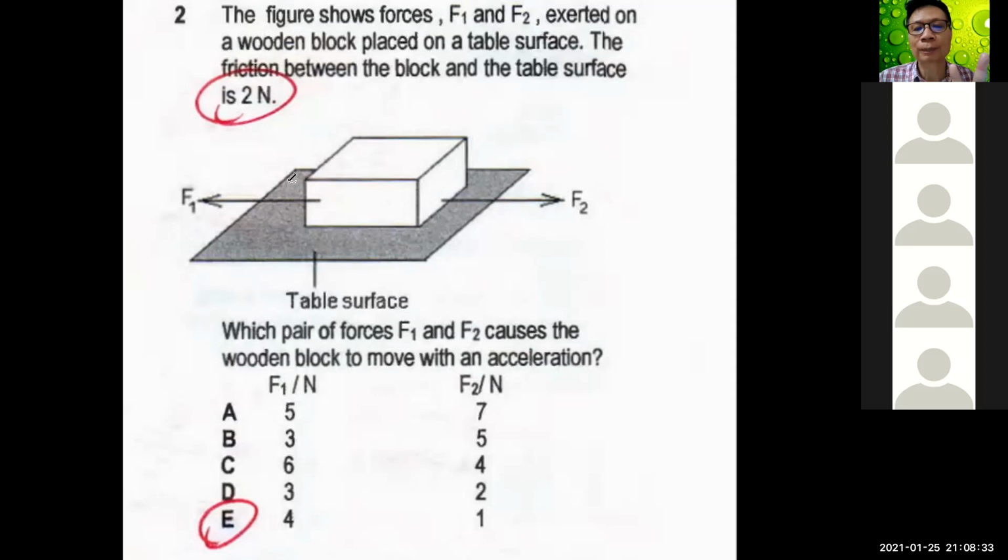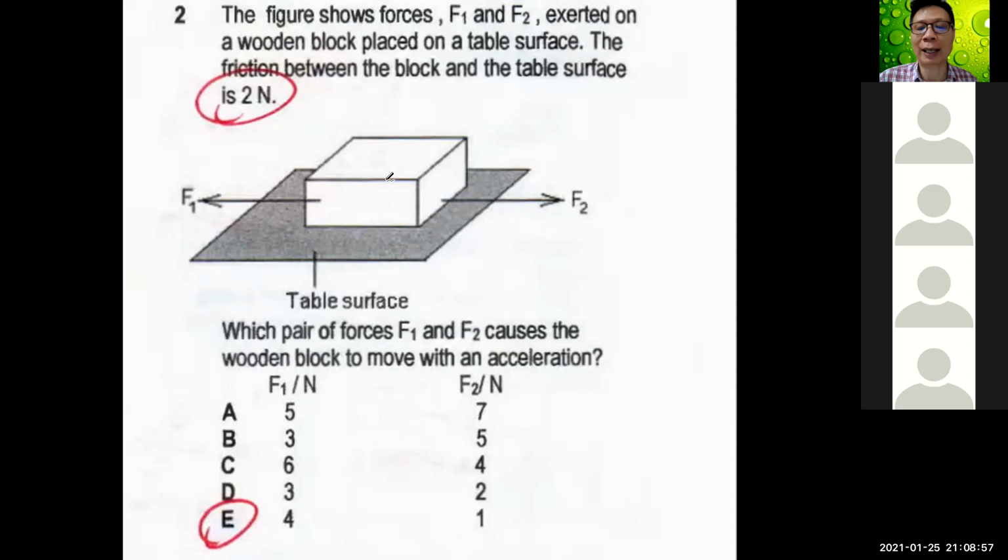You see, A, 7 minus 5, you get 2. 2 is the same as the friction, meaning it is not bigger than the friction. That means the extra 2 is cancelled by the 2 Newton of friction, so there is no extra force also. Only this one, 4 minus 1, you get 3. 3 is bigger than the 2. That means you got an extra 1 Newton of force.